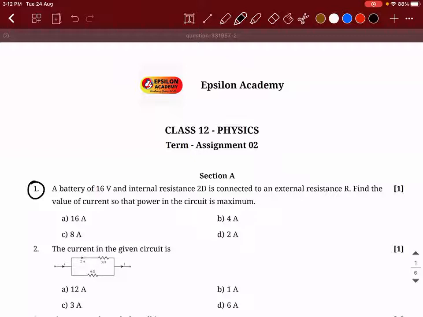So how to do the first problem? There is a battery of 16 volt and internal resistance of 2 ohm connected to an external resistance R. Find the value of current so that the power in the circuit is maximum. So how to do this?